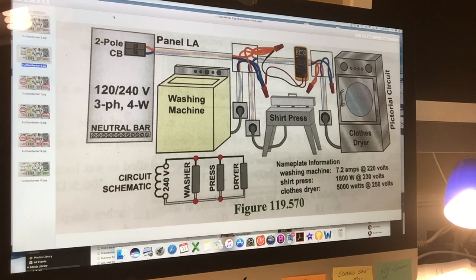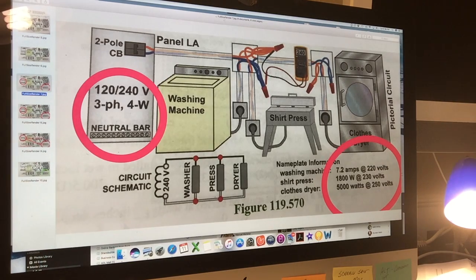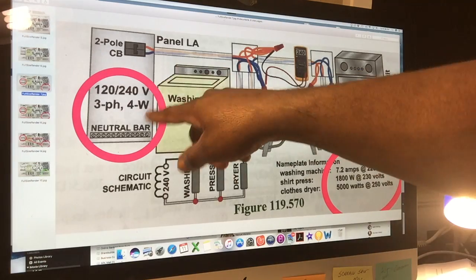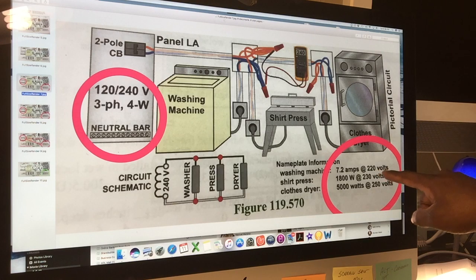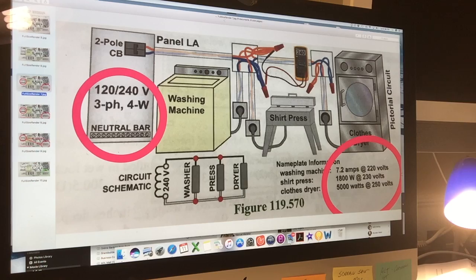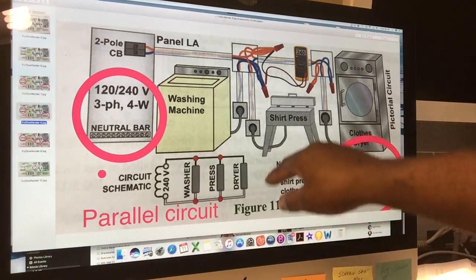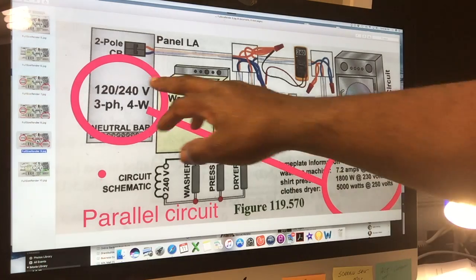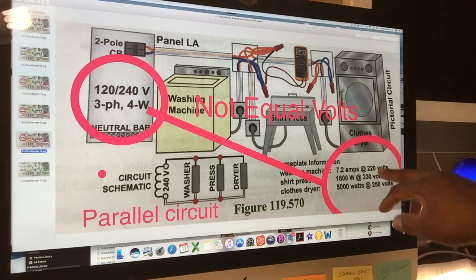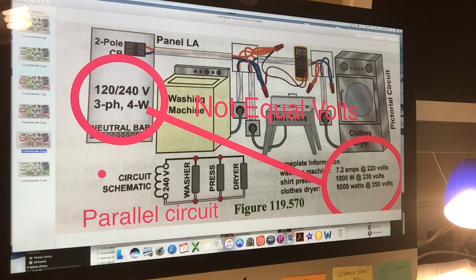Okay, we're going to get right to it. The first thing you should notice is that the voltages, you got 240 volts here, and 220 volts here, 230 volts here, and 250 volts here. You should notice that those voltages are different. Again, this is a parallel circuit. And then the next thing we see here is that these voltages are not equal.